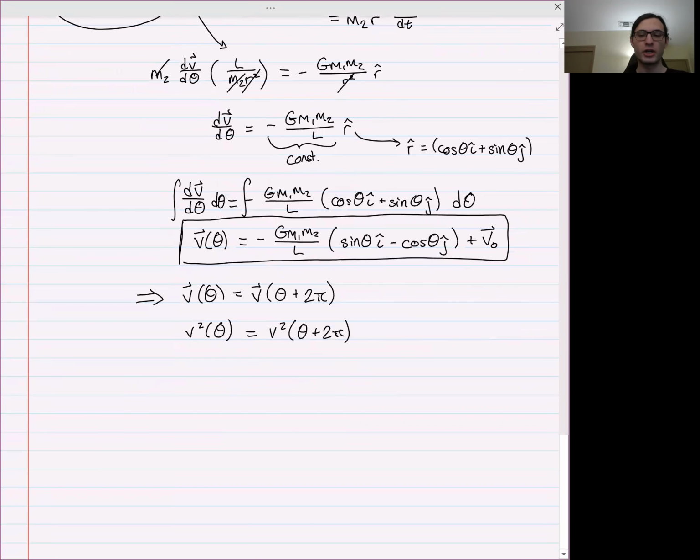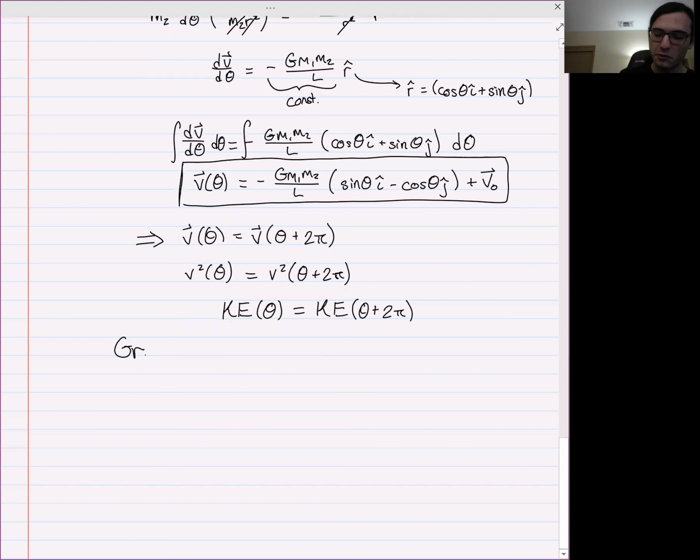But we can do a little bit more. We can do something a little bit trickier. We know that the square of the speed is the same if you add 2 pi to theta. And so that tells us that the kinetic energy as a function of angular position is the same as if you took the kinetic energy at that angular position and added 2 pi to it. This is all kind of trivial because the speed and the direction are the same, so if you add 2 pi, then the speed and direction will still be the same, so the kinetic energy is the same. But here's an important point. Gravity is a conservative force.